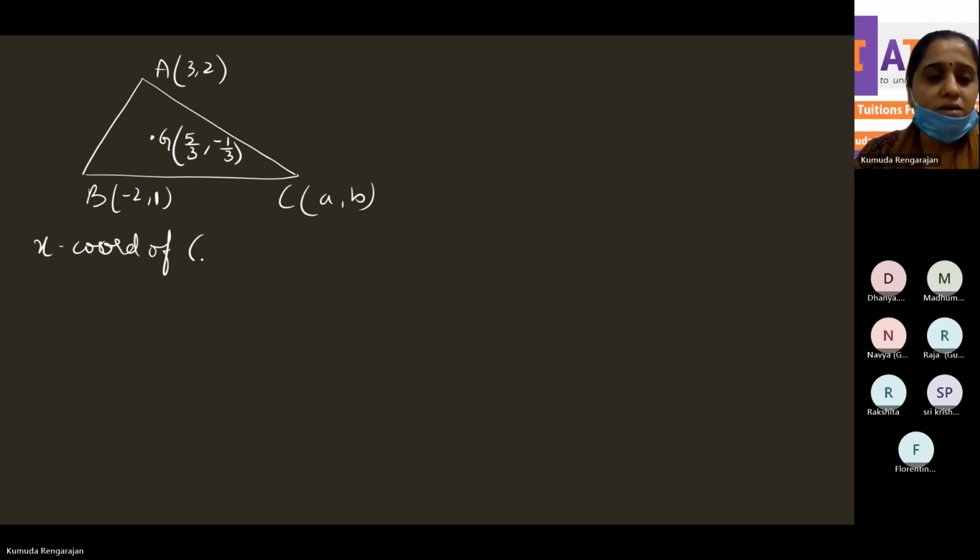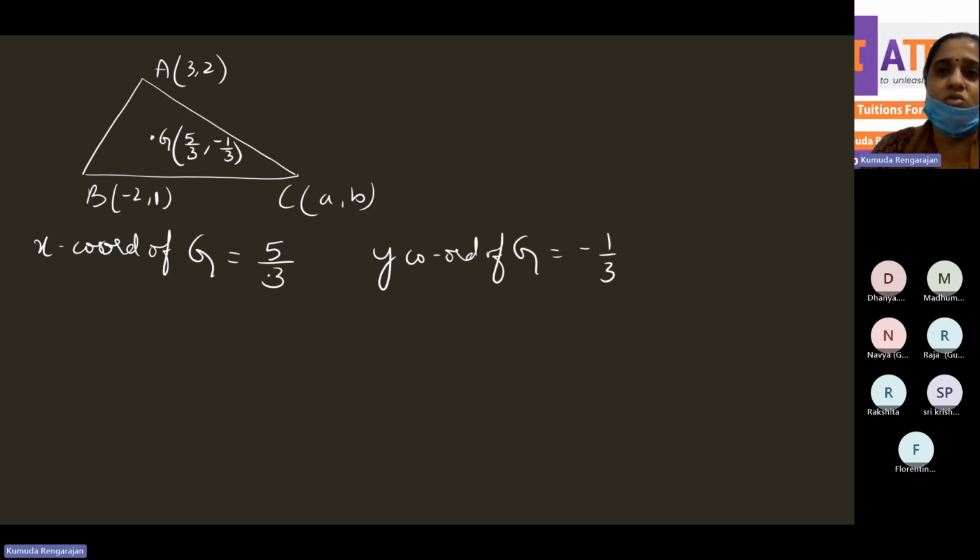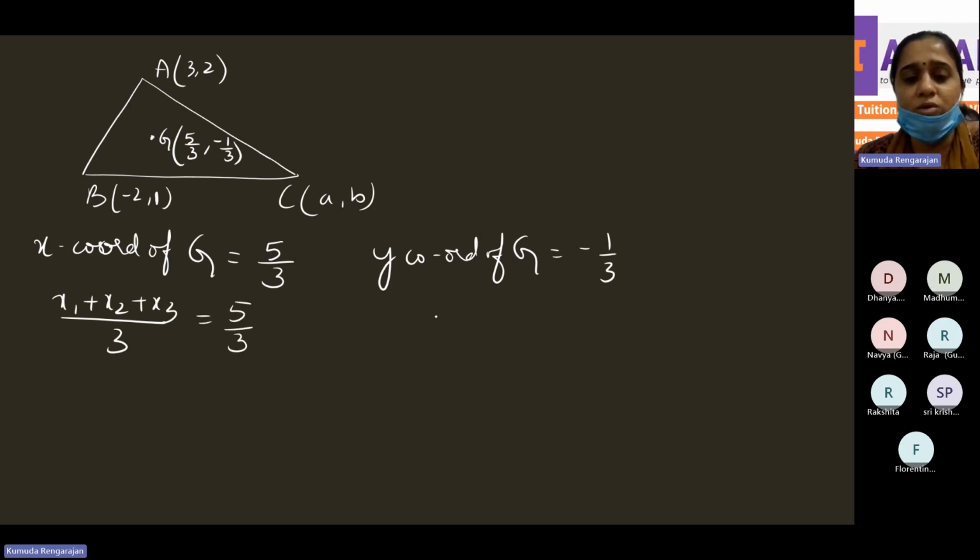Okay. So now how do you find the centroid? What's the formula to find the centroid? So we'll write like this. X coordinate of G is equal to what? 5/3. What's the y coordinate of G? Y coordinate of G is equal to minus 1 by 3. But how do you find the x coordinate of G? X1 plus x2 plus x3 by 3 is equal to 5 by 3. And how do you find the y coordinate?